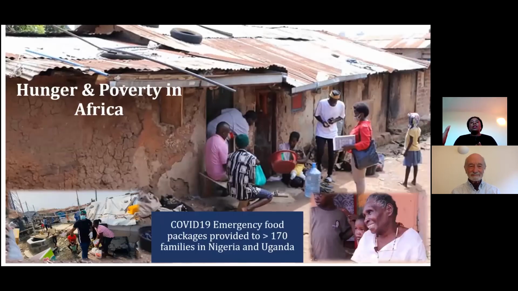And just in closing, hunger and poverty is real in Africa. So during the COVID-19 restriction lockdown, a lot of families were starving with children. So I had to just ask a few friends and did some fundraising. We raised almost £4,000 and provided emergency food packages to more than 170 families that are really in need across Uganda and Nigeria. And it's really dear to my heart.